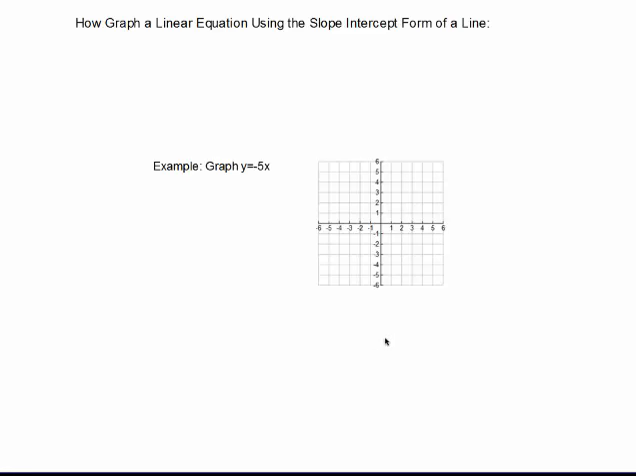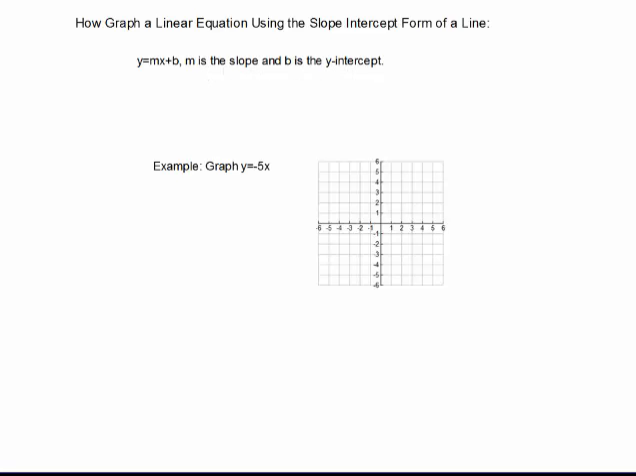Hi everyone. In this lesson we're going to look at how to find the equation of a line and how to use the slope-intercept form of a line to graph a linear equation. If you recall, the slope-intercept form of a line is y equals mx plus b. m is the slope and b is the y-intercept.